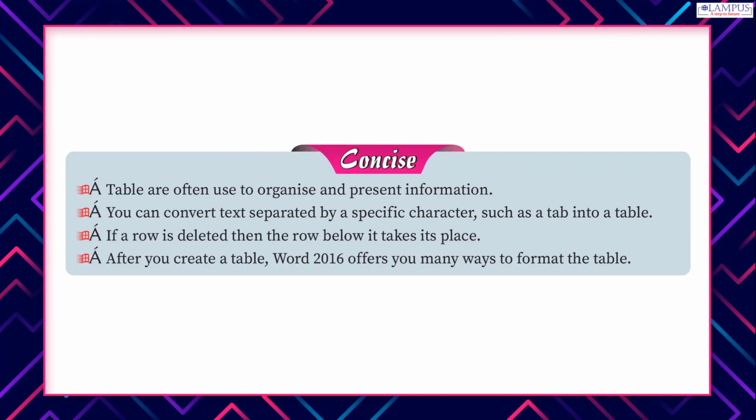Concise. A table is often used to organize and present information. You can convert text separated by a specific character, such as a tab, into a table. If a row is deleted, then the row below it takes its place. After you create a table, Word 2016 offers you many ways to format the table.